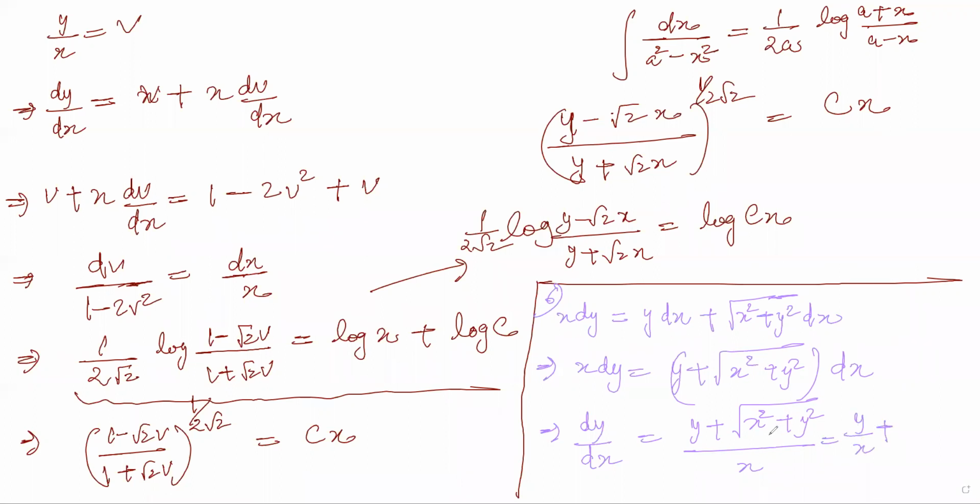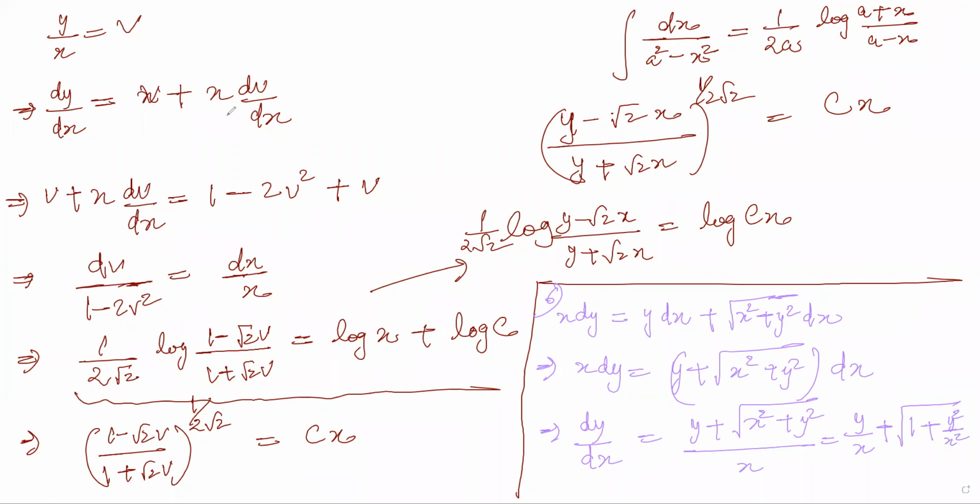Now we can take this x inside the square root. If I take it inside the square root, I will square it. If I take it outside, I'll have to take power 1 by 2. So this becomes x square when it goes inside the square root. So this is 1 plus, because x square by x square is 1, plus y square by x square. This becomes the value of dy by dx.